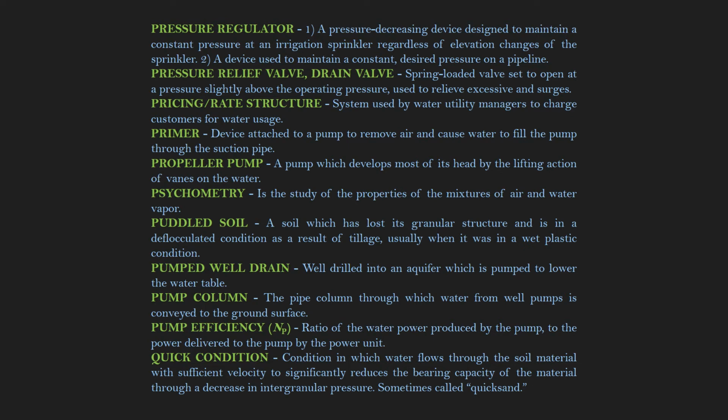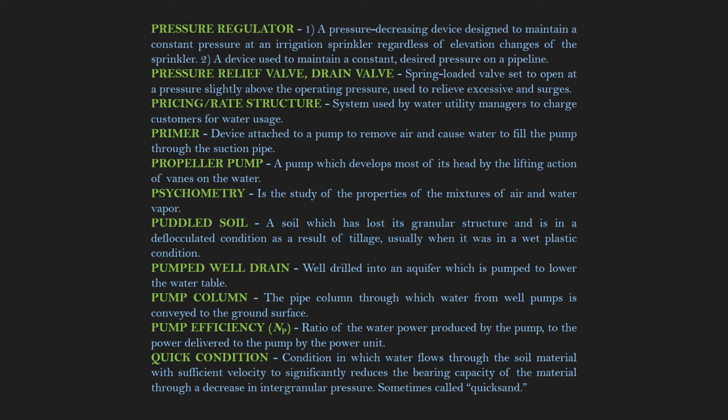Propeller pump. A pump which develops most of its head by the lifting action of vanes on the water. Psychrometry. Is the study of the properties of the mixtures of air and water vapor. Puddled soil. A soil which has lost its granular structure and is in a deflocculated condition as a result of tillage. Usually when it was in a wet plastic condition. Pumped well drain. Well drilled into an aquifer which is pumped to lower the water table. Pump column. The pipe column through which water from well pumps is conveyed to the ground surface. Pump efficiency, EP. Ratio of the water power produced by the pump to the power delivered to the pump by the power unit.